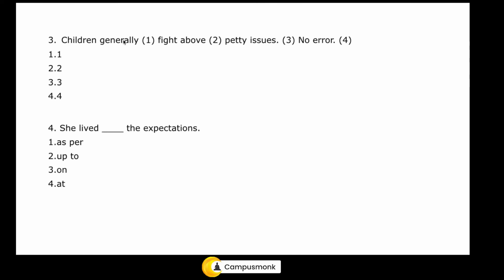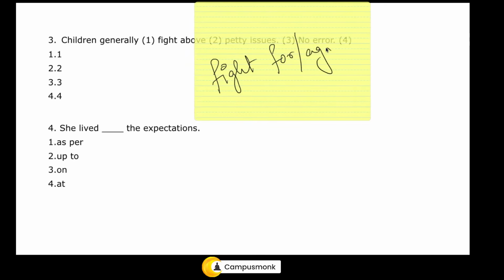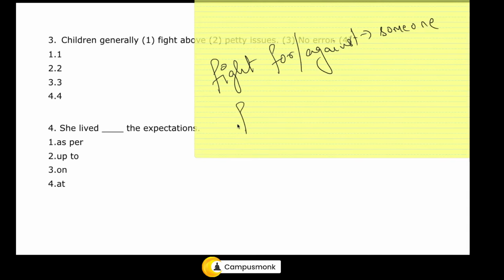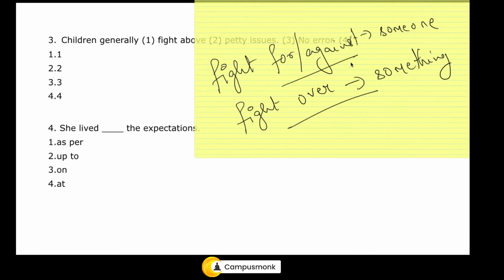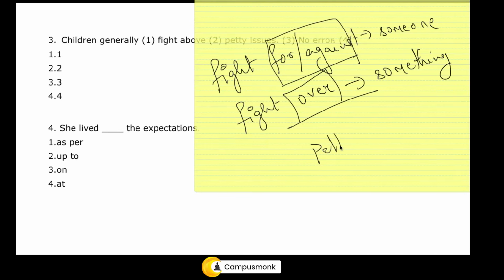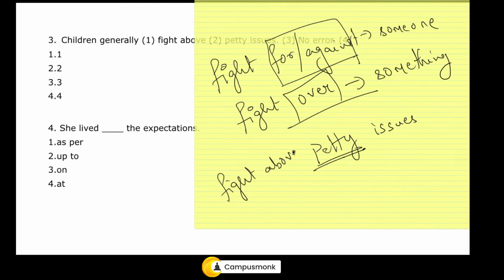Alright, so it says children generally fight over petty issues. Remember, you always fight for or against someone, and you fight over something. These are the two words that are used with fight. So here it says petty issues. Petty issues mean silly issues. Children don't make sense while fighting. They fight over little silly issues, so they can't fight above. This is wrong.